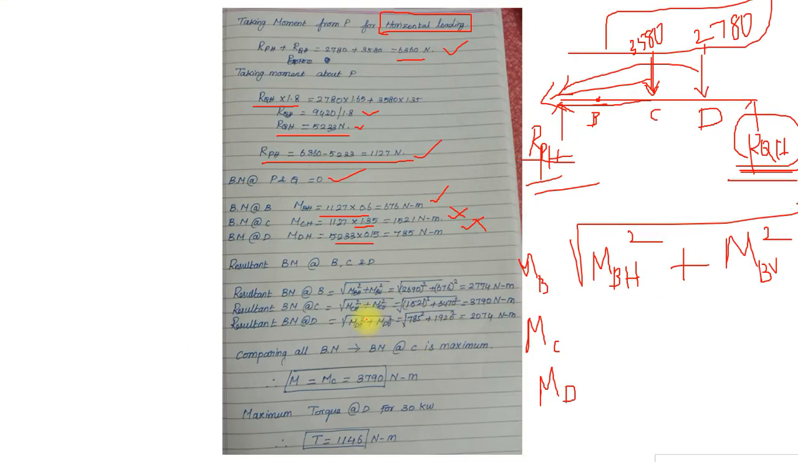I used this formula, substituted all these values here, and found the 3 bending moments. Out of these three, this 3790 Newton meter is the highest value. Comparing all the bending moments, the bending moment at C is maximum. So I took this value and wrote it here. And I already found that the maximum torque is available at D, so I have written this value as T.